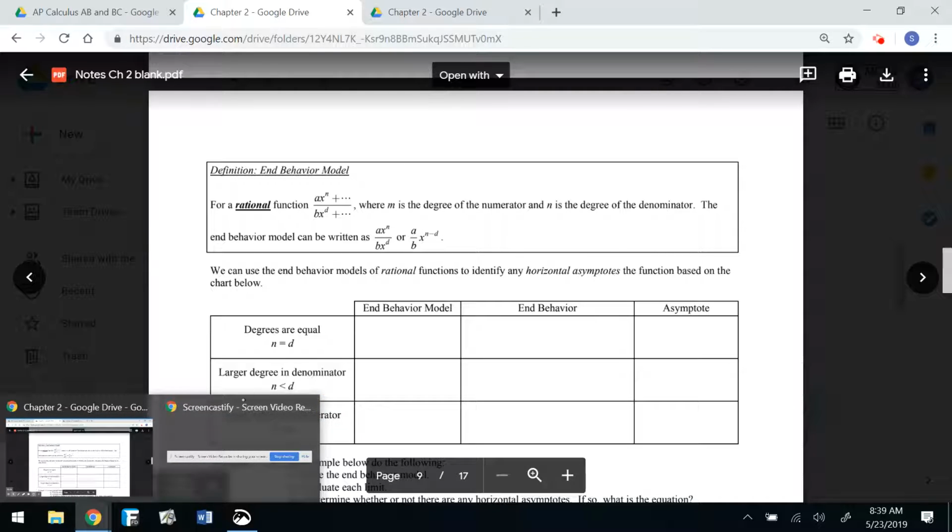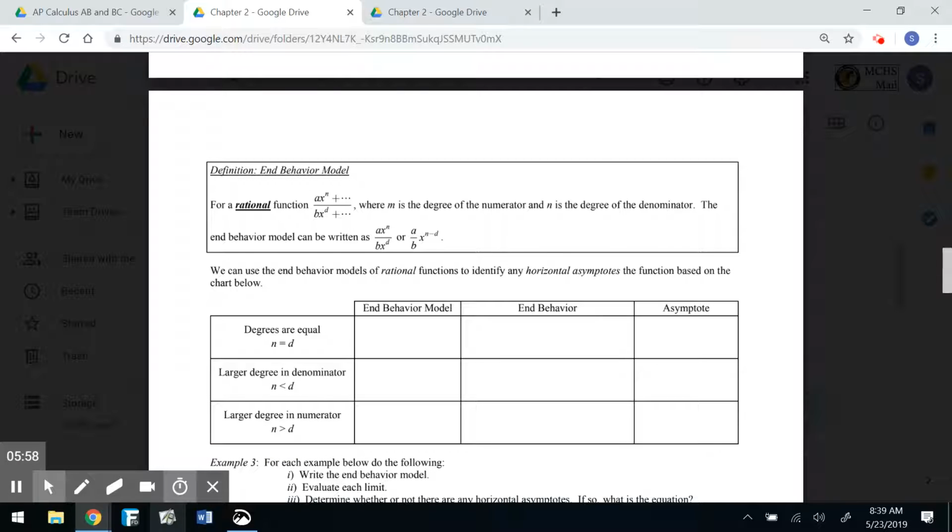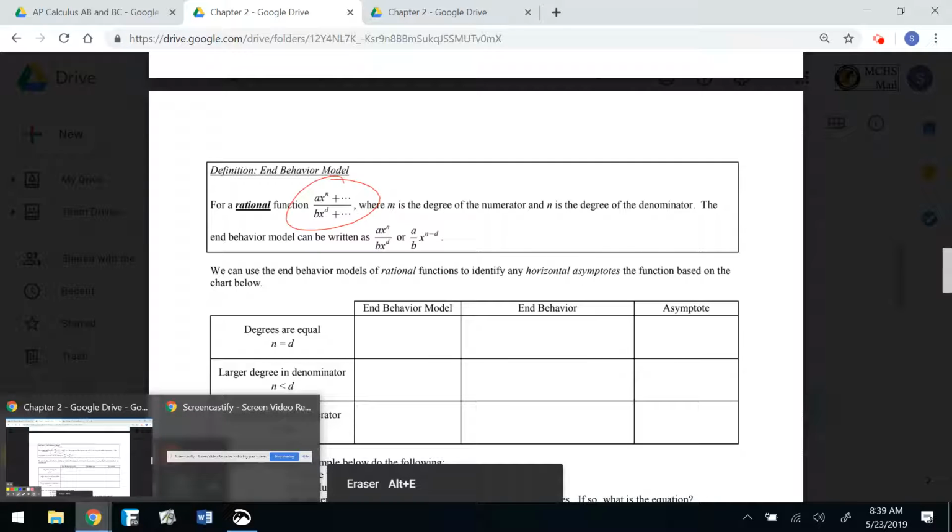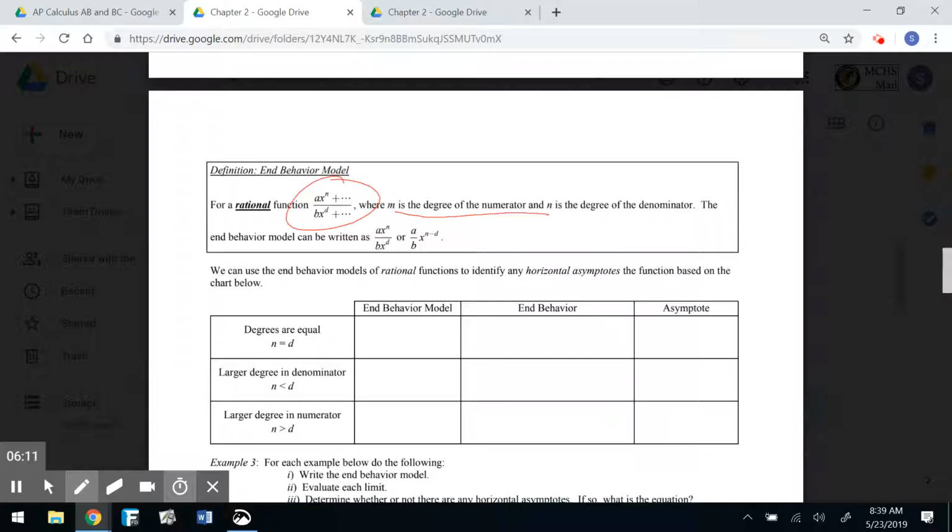Now, what is a rational function? A rational function is a function that has a polynomial in the numerator and a polynomial in the denominator. It would look something of that sort right there. We'll call m the degree of the numerator, and we'll call n the degree of the denominator. Your end behavior model can be written simply as that right there.